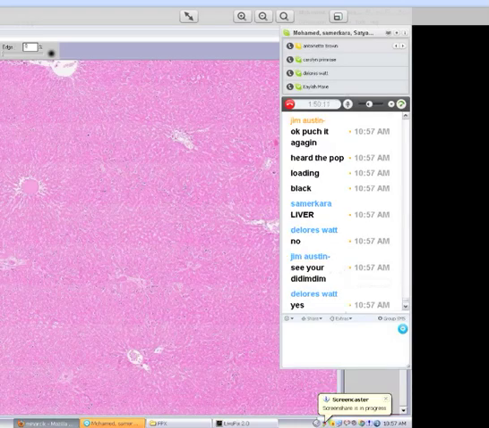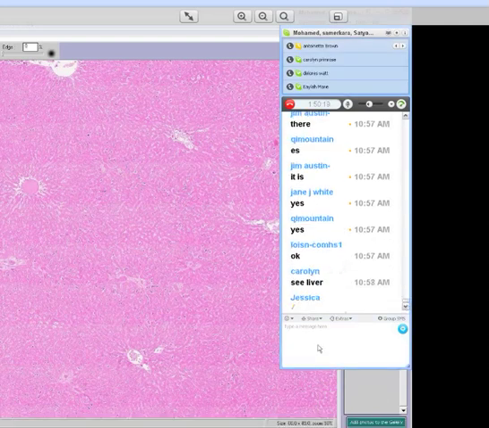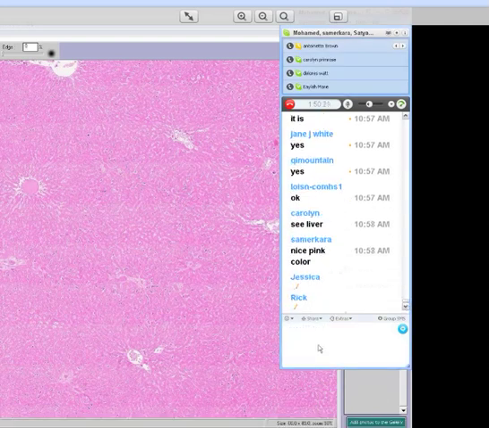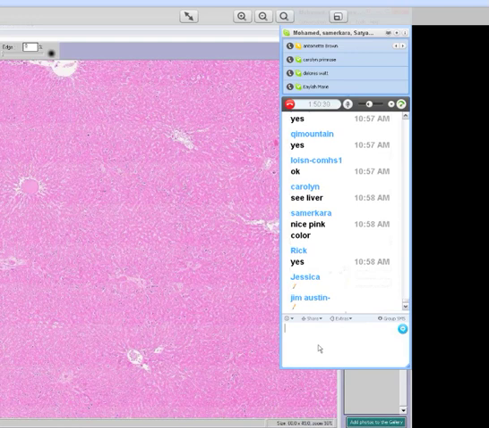Okay, I could tell you're all seeing liver now. No, no. Samir sees liver. Dolores sees liver. So in 10 seconds, everybody will see liver. Okay, we all see liver. Okay, good. Look at this liver.